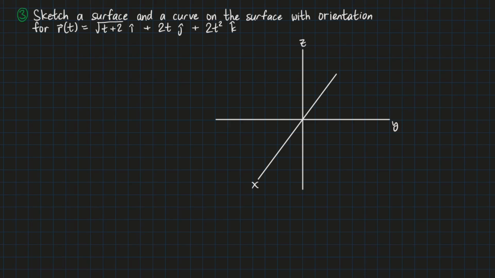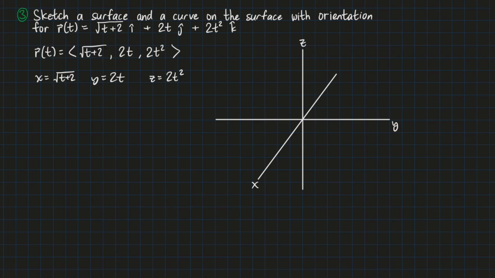For number 3, sketch a surface and a curve on the surface with orientation for r of t equals the square root of t plus 2 i plus 2t j plus 2t squared k. So this is in ijk notation. If you want to put it in component form, you can. So based off the vector function, we have x equals the square root of t plus 2, y equals 2t, and z equals 2t squared.